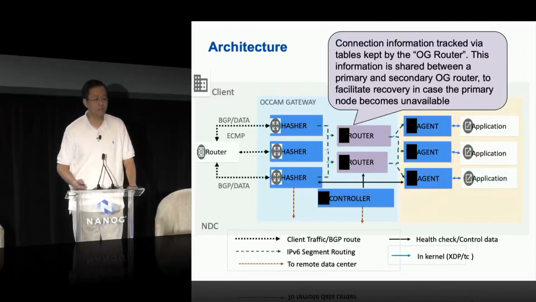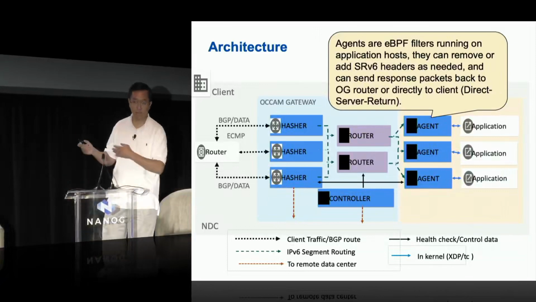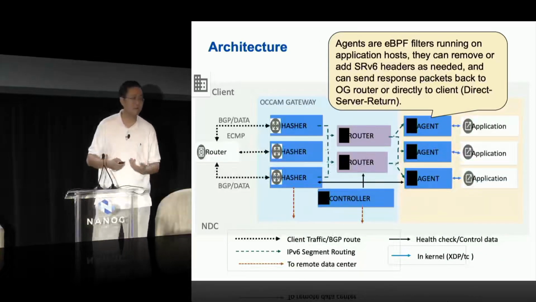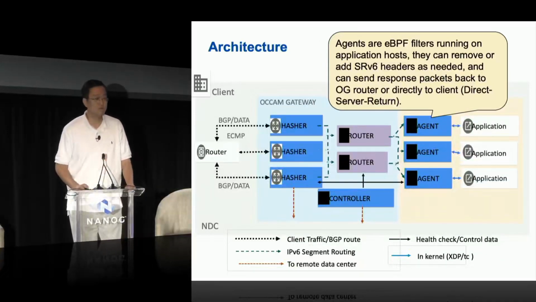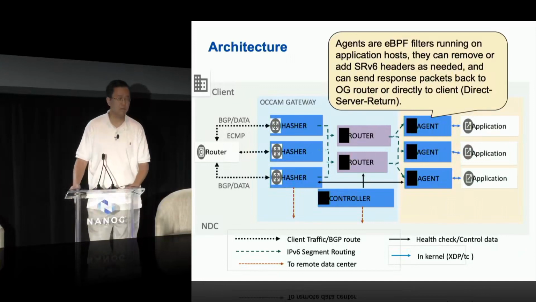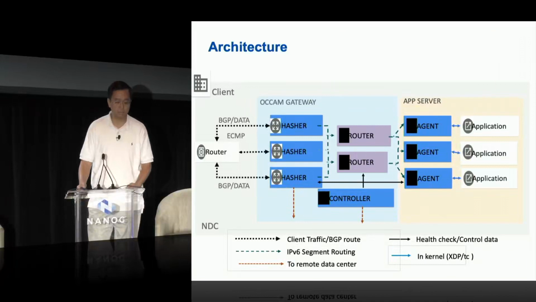Then on the backend server side, we would be running an agent. An agent would be an eBPF filter that's running transparently to the application, but it's on the same host. And they can actually remove or add SRv6 headers as needed. So they could send responses back to the router, OG router, for connection tracking purposes, or send response directly to the client. So this is an overall architecture that we envision that would improve the availability.